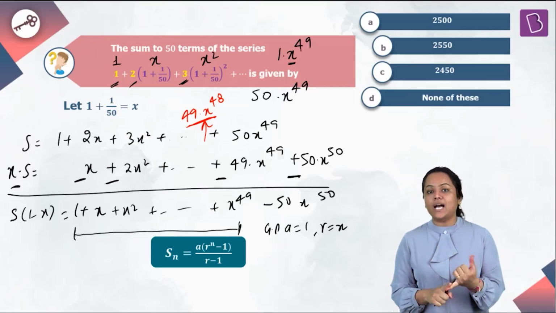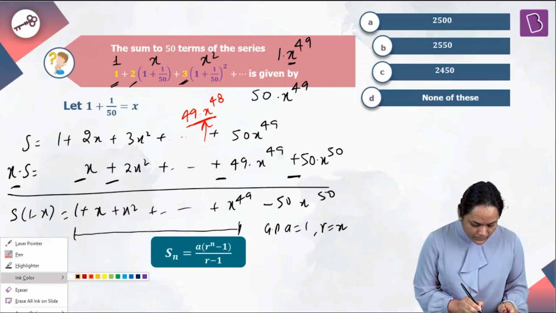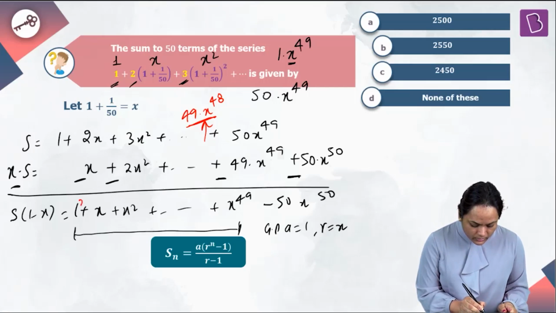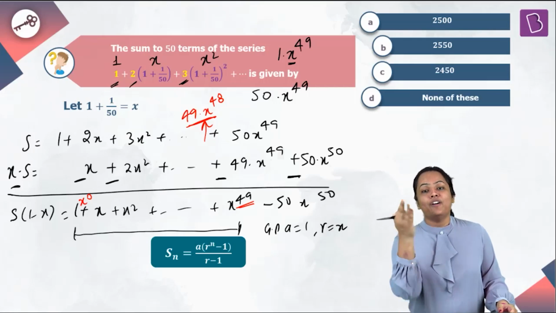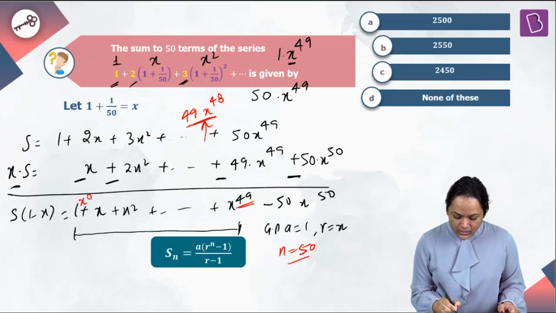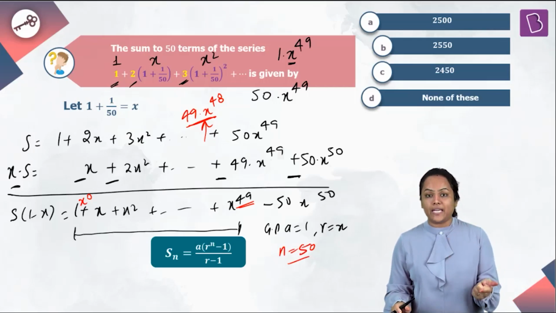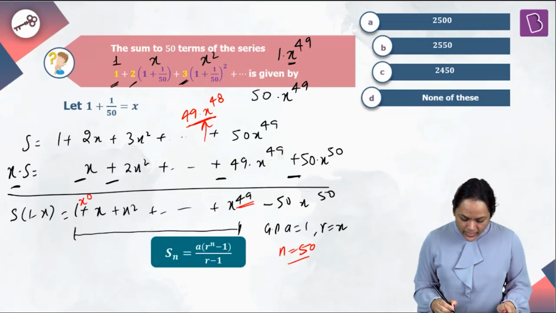We have A with us, we have r with us. What are the number of terms? Well, we are going from x raised to 0 here till x raised to 49. From 0 to 49, how many numbers are there? 50, that's correct. So that means n value is 50. So I have GP, I have A, r and number of terms. So let's put in the formula. So what will I get?